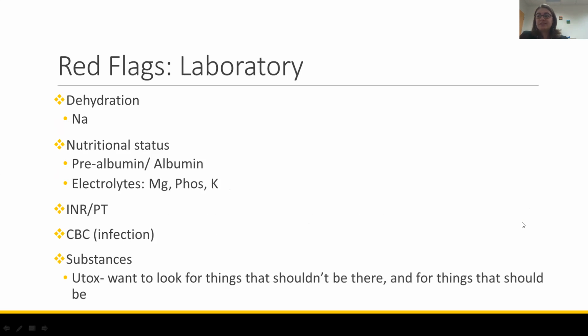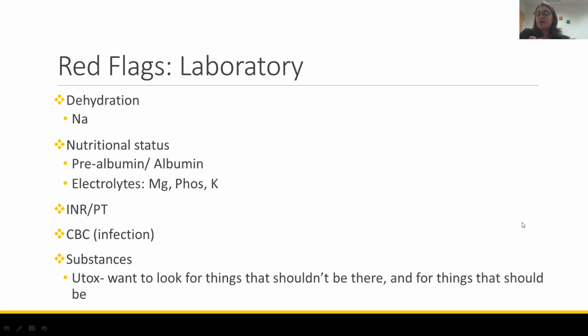So we usually get just a CMP, which can give you nutritional status and hydration status, and a CBC to look for infection. An INR and a PT are really to help with the bruising evaluation. If they have an INR of 5, that's going to really change my evaluation of their bruising pattern versus if it's normal. And then I often recommend getting a U-Tox because often substance abuse is involved in these cases.